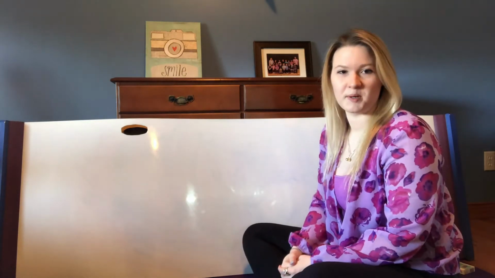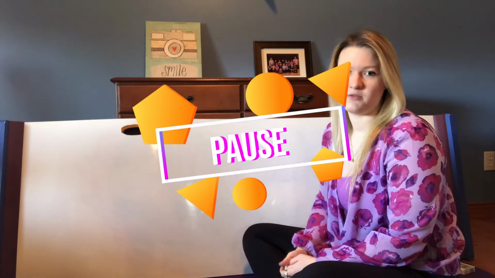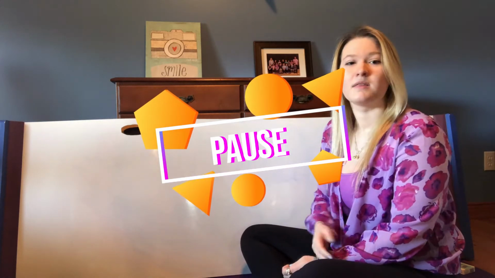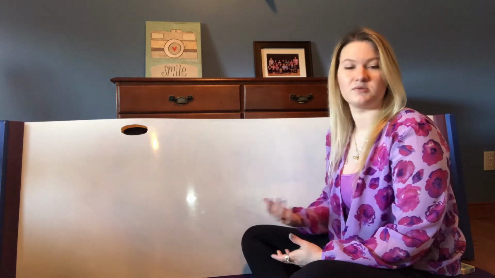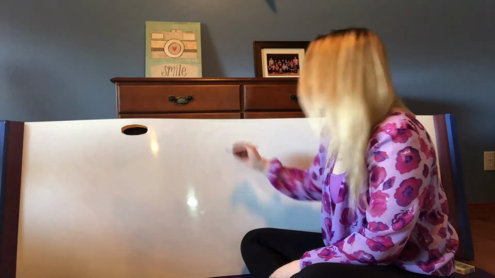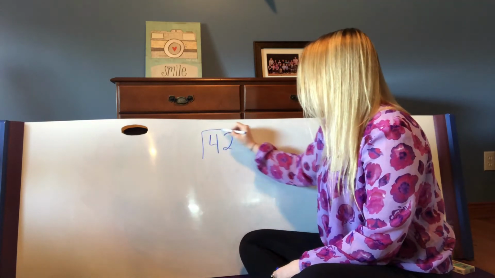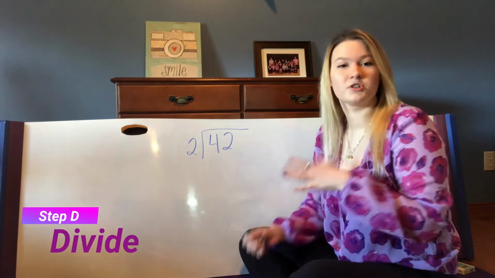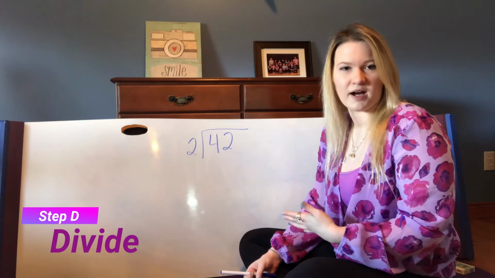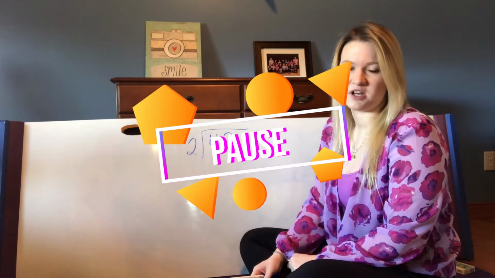We're going to do another one, but this time, every time you see this symbol, I want you to pause the video and do the step on your own. Then you can unpause the video, come back and see how I did it, and we can do it together that way. For this equation, we're going to do 42 divided by 2. So the first step is D for divide. So you're going to pause the video and give it a try yourself and then come back.